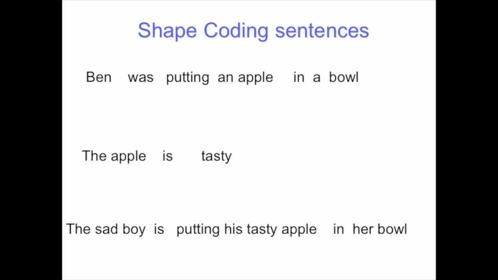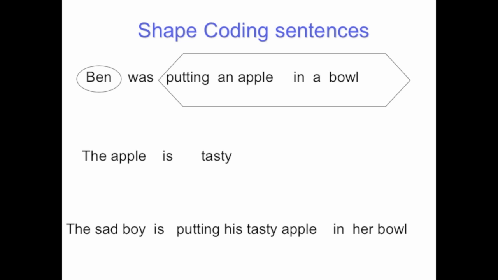So how does it look in sentences? If you had a whole sentence that's coded with the shapes and the colours, it would look like this. Ben would tell you who, and what he's doing is putting an apple in the bowl. He's not just putting, if you ask the question, what's Ben doing? The answer is putting an apple in a bowl. So all of that goes inside the hexagon. Similarly, the sad boy tells you who, and what's he doing? Putting his apple in her tasty bowl.